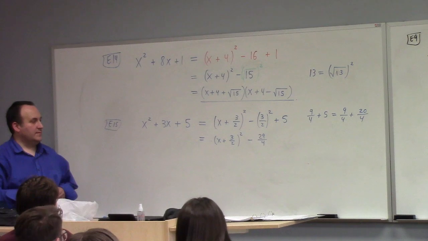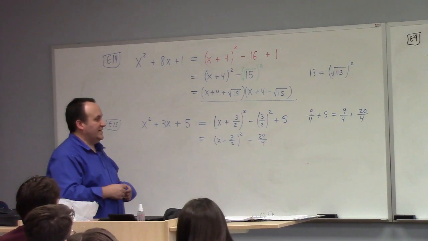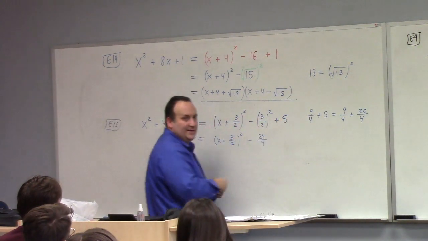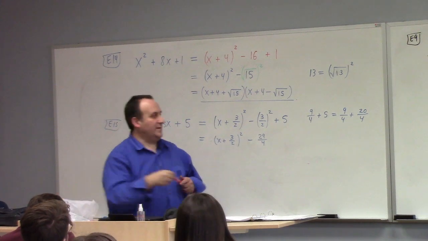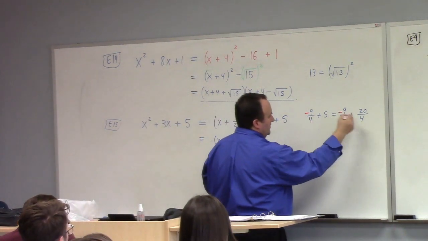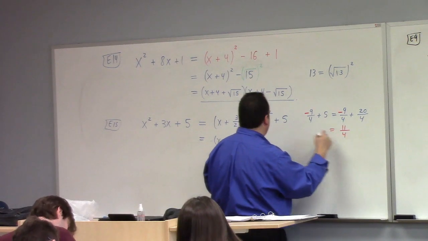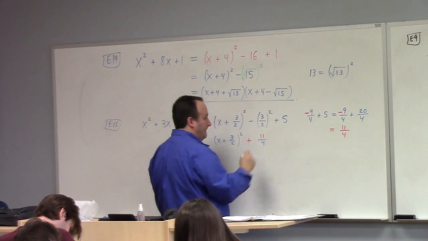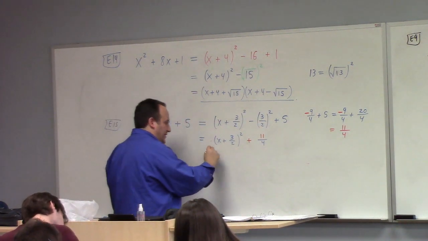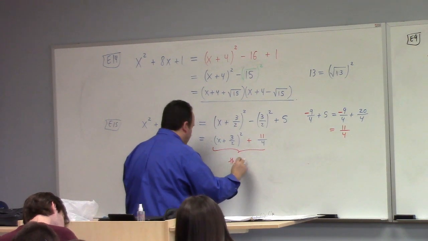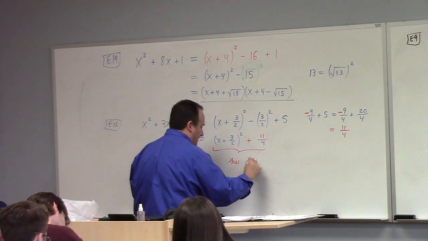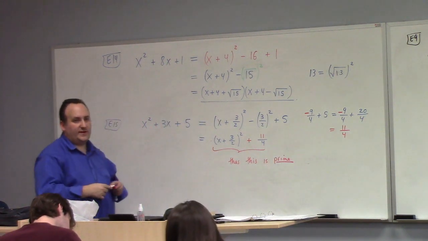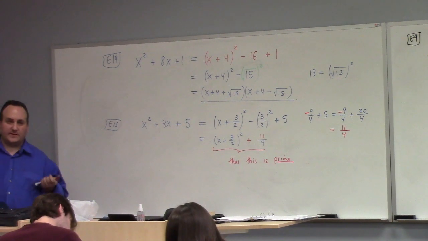Wait a minute. My bad. What did I do? Is it plus? The minus is with the 9/4, right? I got to pay attention, yeah? So we've got minus 9/4 plus 5, which gives me what? 11/4, right? So this actually works out to plus 11/4, yeah? And this shows me what? So thus, this is prime. It's a prime polynomial. You cannot factor it over the real numbers.